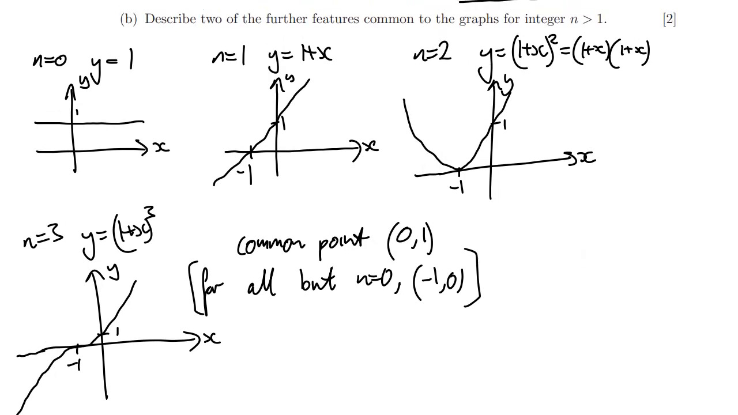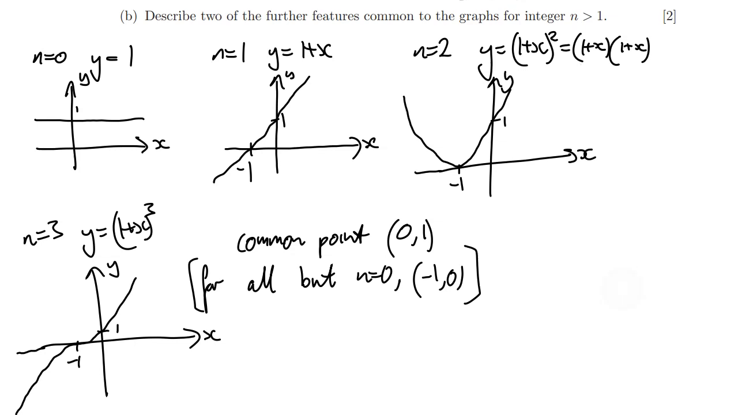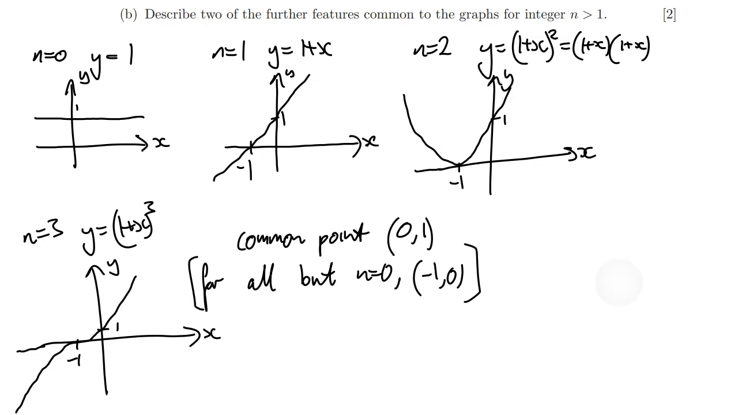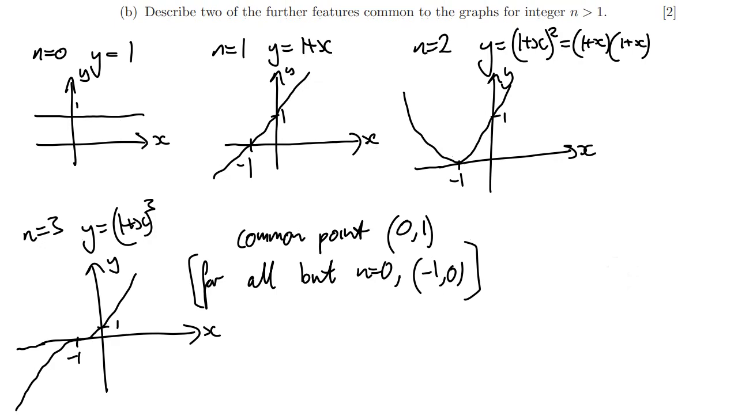Next, describe 2 of the further features common to all of the graphs for n greater than 1. So we're only caring about n equals 2 and n equals 3 in this case. And I suppose if we really want to, we can apply this to any n greater than 1. You should be able to see we have a stationary point, which is minus 1, 0. And we'll have that stationary point for all integers n as we keep going.